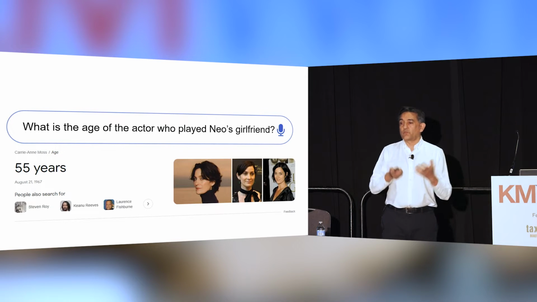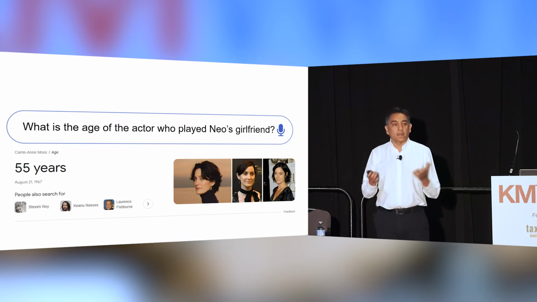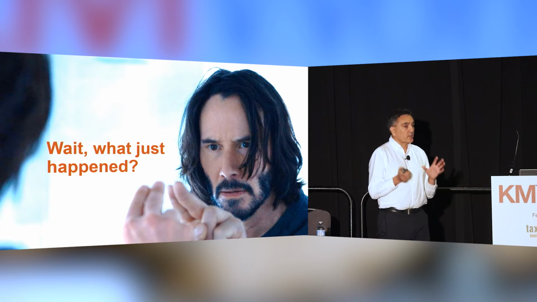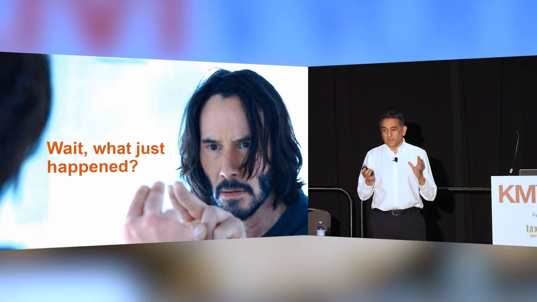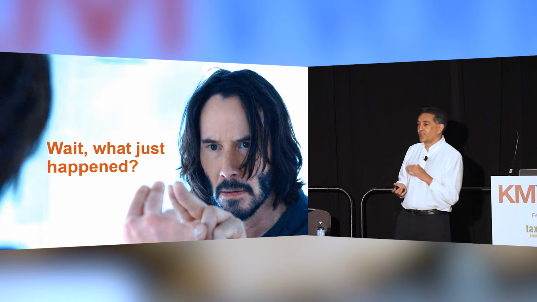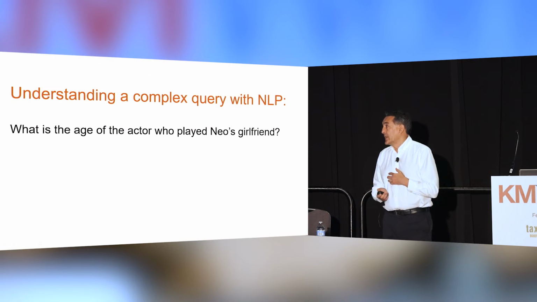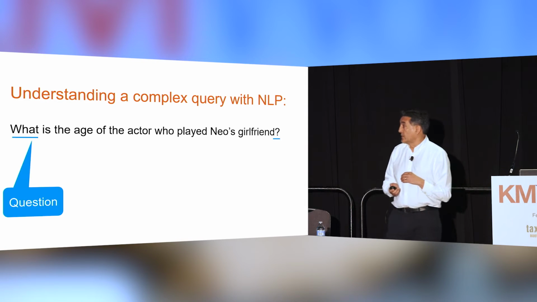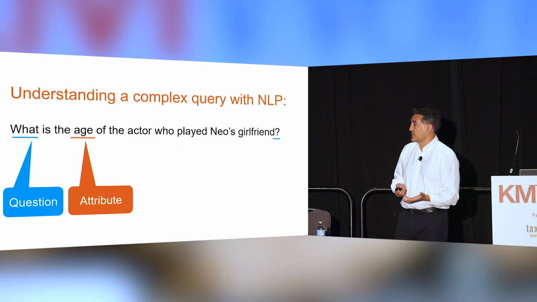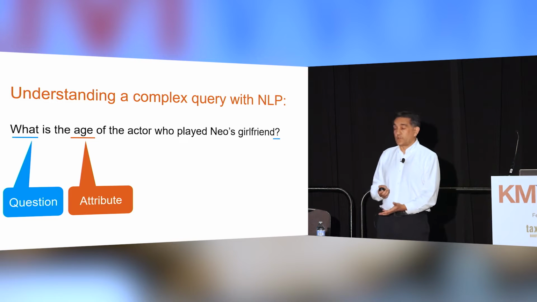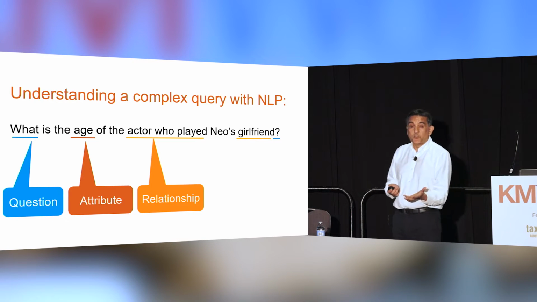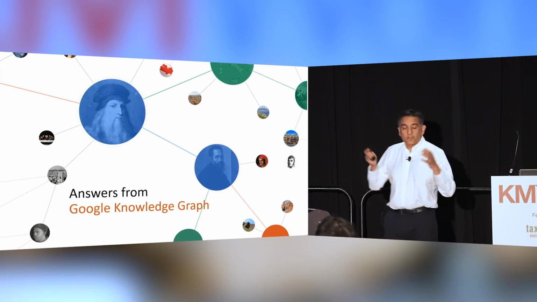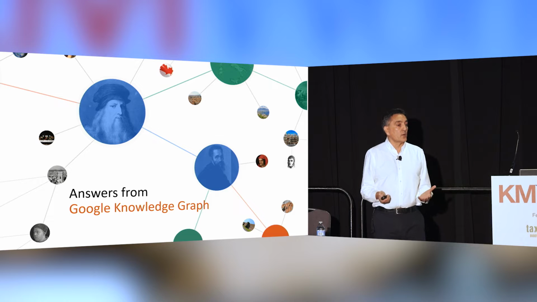We're so used to that kind of question and that kind of answer today that we don't really think about what's going on. But there's a lot going on underneath the surface of that question, right? So again, this is a knowledge graph answer. First of all, we have to understand the question. We're looking for the attribute age. There's a relationship in this question. Finally, there's a person, and we need to try and find that in the knowledge graph.